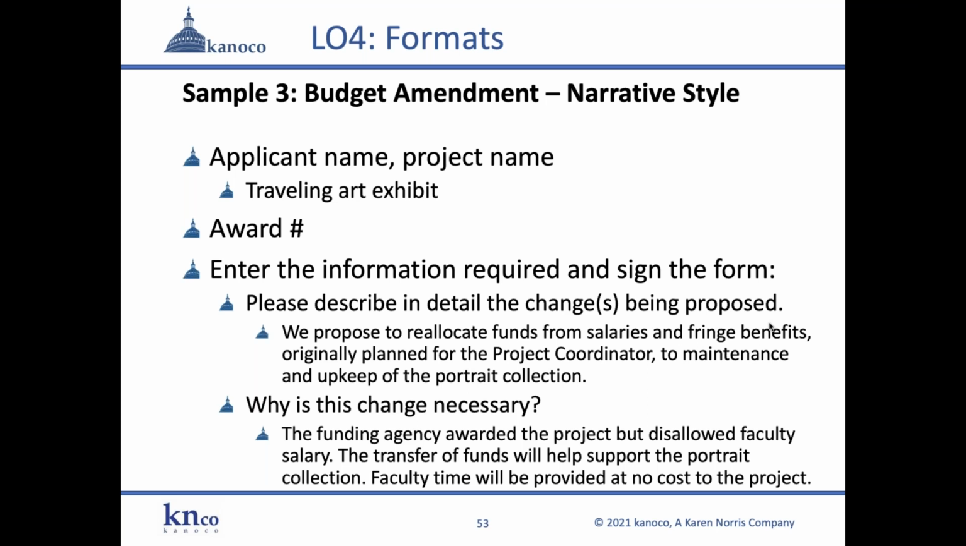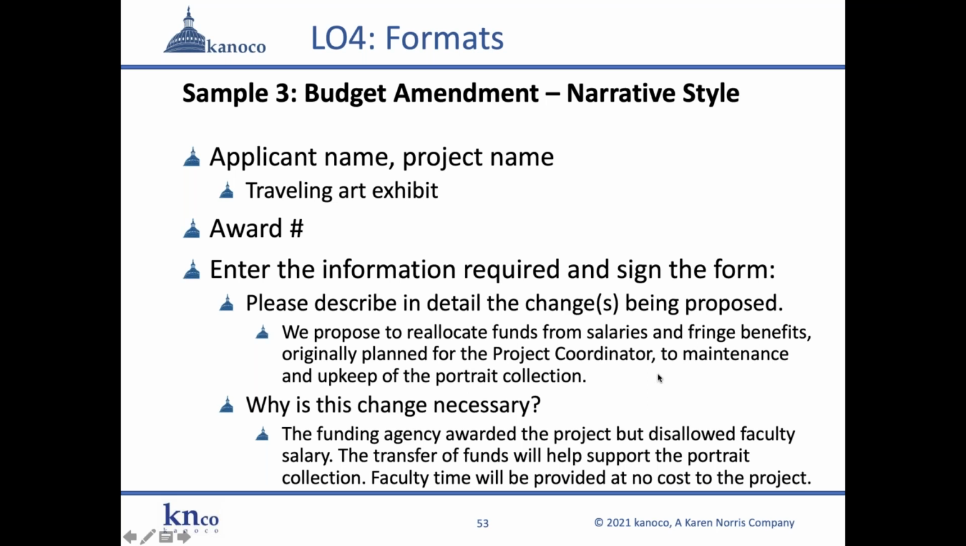Now, when they got their award and during award negotiation, they had salaries, a small stipend in there for some salaries for the faculty member. And the granting agency says, no, we don't fund salaries. You're going to have to make that an in-kind contribution. We just don't fund salaries, but we're not going to take the money away from you, put it to good use. So they're putting it to the maintenance and upkeep of the portrait collection. So why did they pick that?